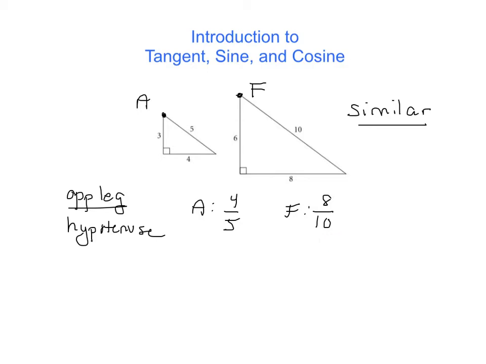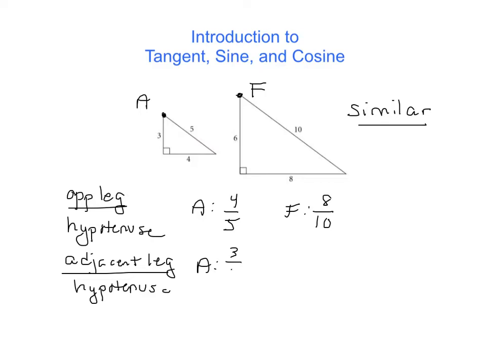Let's take another pair of sides. Let's take this time the adjacent leg, and adjacent means next to, and then the hypotenuse. And again, from A's perspective, the adjacent leg is the leg that's next to the angle that we're at, so 3, and then the hypotenuse again is 5, so 3/5 is that ratio. And then on the other triangle, if you're standing at F, 6 is the adjacent leg, and then again the hypotenuse is 10, so 6 over 10.